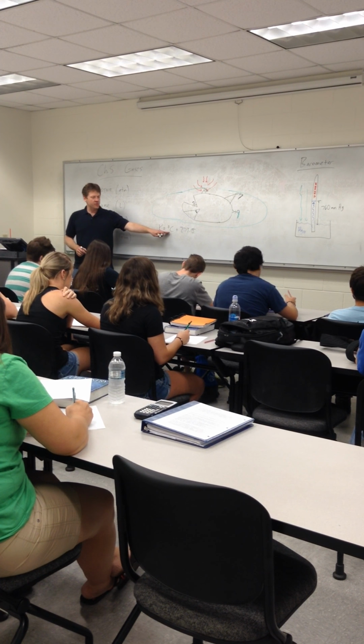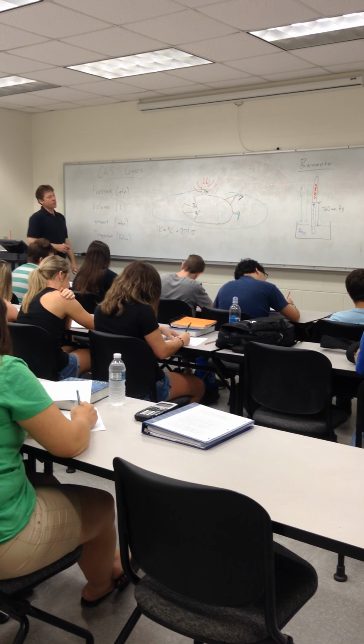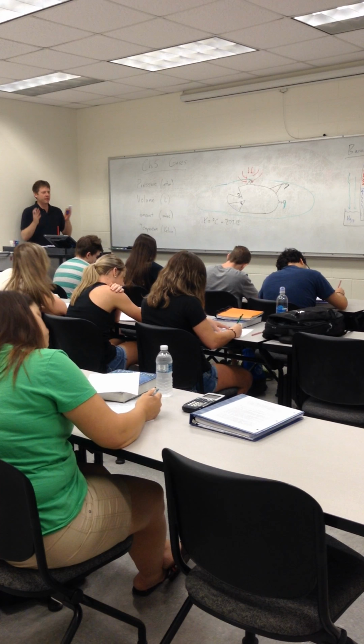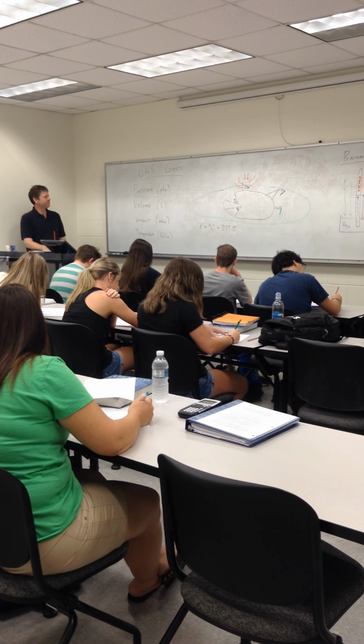So if you have a Celsius measurement, just add 273.15 to it, and that will give you the temperature in Kelvin. So we can readily convert back and forth between those two.